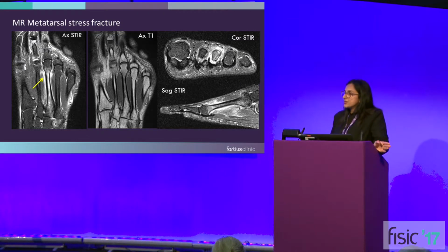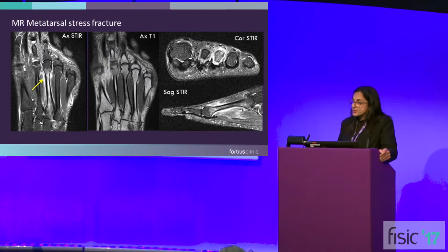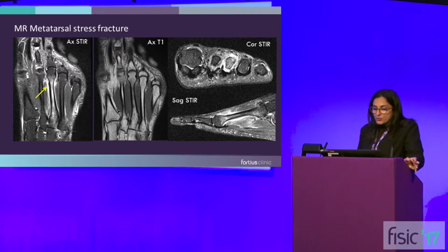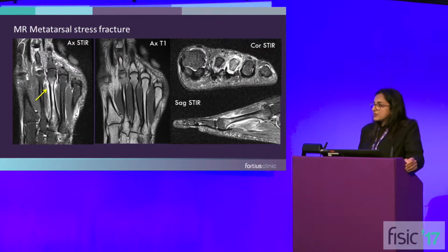Typical sequences would be a fluid-sensitive sequence with a T1 sequence for anatomical detail. And so you can immediately see how much easier it is to see either a stress reaction in the bone, which is where you just get intraosseous bone marrow edema, but then you may get this subtle periosteal reaction again, but seen a bit more clearly on the MR imaging, and you get circumferential soft tissue edema. And so you know that there is this subtle stress fracture.